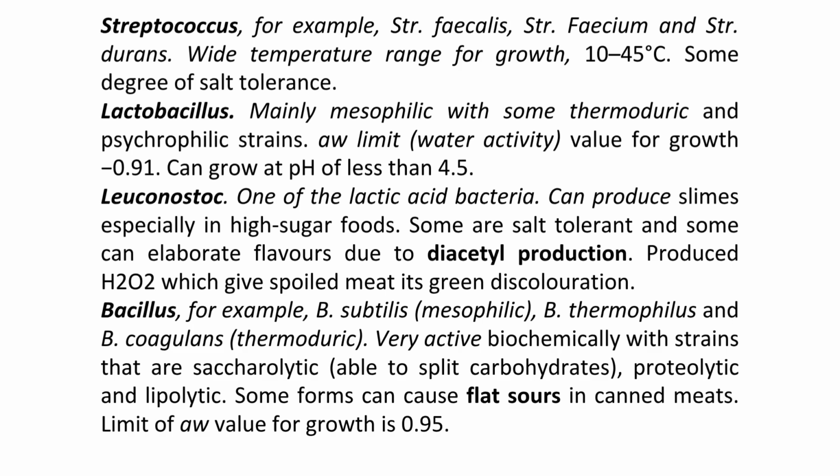Lactobacillus are mainly mesophilic. They can grow at a water activity as low as 0.91 and at a pH less than 4.5. Leuconostoc are lactic acid bacteria that can produce slimes and flavors from diacetyl. They can also produce hydrogen peroxide, which gives spoiled meat a green discoloration. Bacillus species are biochemically very active. Some can cause flat sours in canned meats.